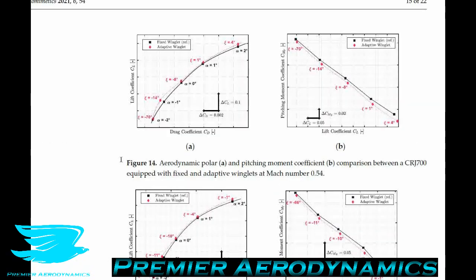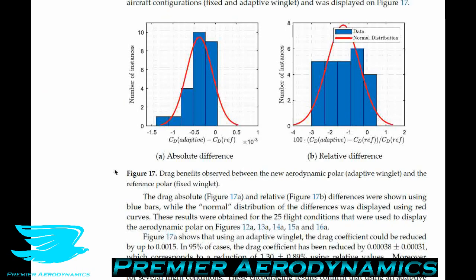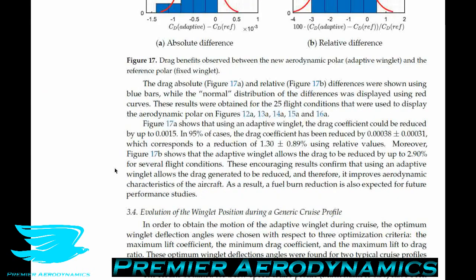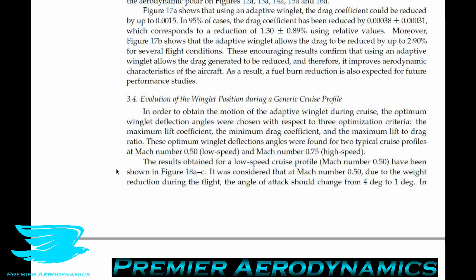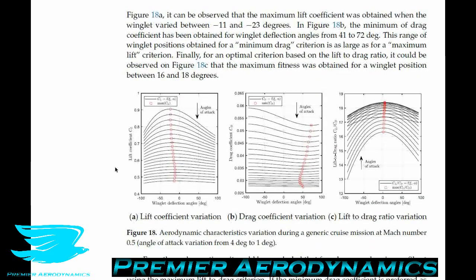So figure 18, let's move on to that now, shows a pretty cool way of visualizing the effects of the different pivot angles of the winglets. The effects that these have on the lift and drag coefficients and the lift to drag ratio at different angles of attack of the plane's wings. So we see here, figure 18A has lift coefficient, drag coefficient, then lift to drag ratio. And this ranges from 1 degree angle of attack of the wings to 4 degree angle of attack. This is for a Mach number of 0.5, which they mention is effectively the lowest cruise velocity.